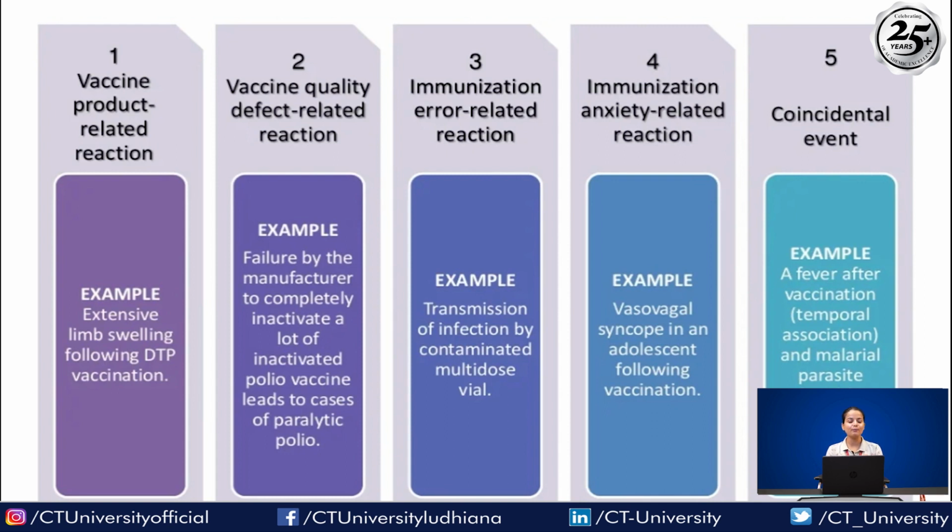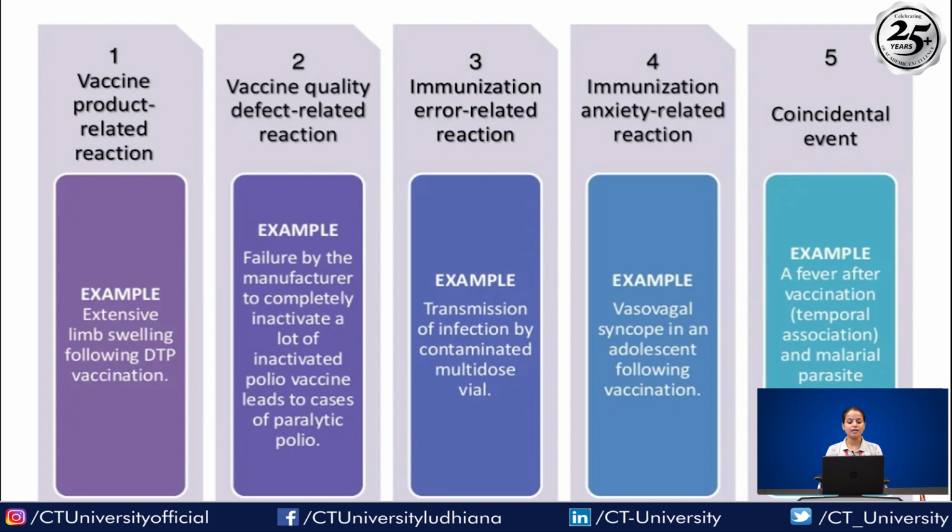Quality always implies the manufacturer, because the manufacturer is manufacturing the vaccine, he should consider the quality points, meaning the degree of excellence should be maintained properly. The example is failure by the manufacturer to completely inactivate a lot of inactivated polio vaccine, which ultimately leads to paralytic polio. Third one is immunization error related reactions. In this the example is very prominent: transmission of infection by contaminated multi-dose vial. This is a very important example, because if everybody is using the same multi-dose vial and somebody has an infection, the infection can be transmitted.